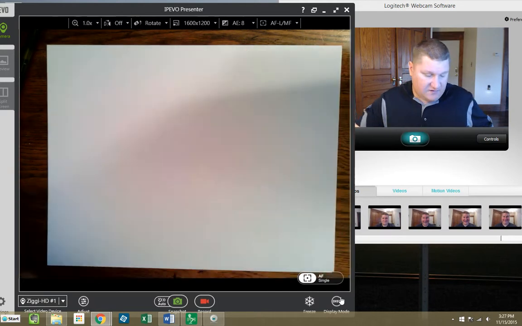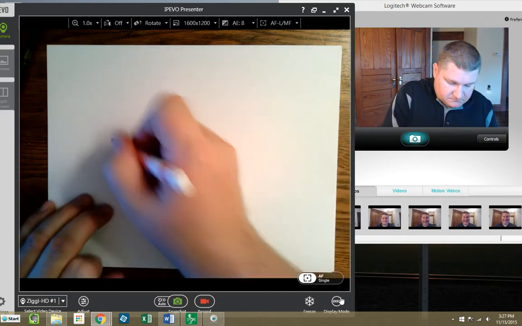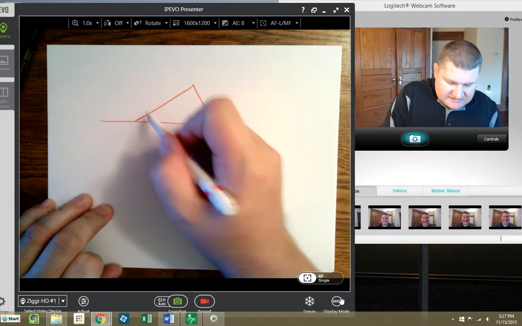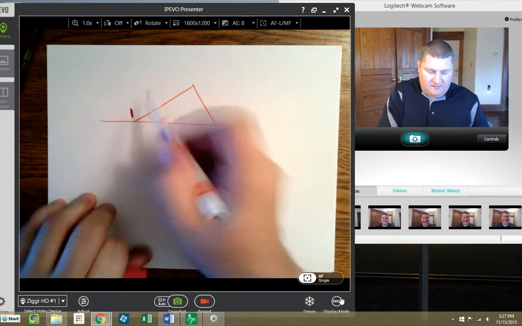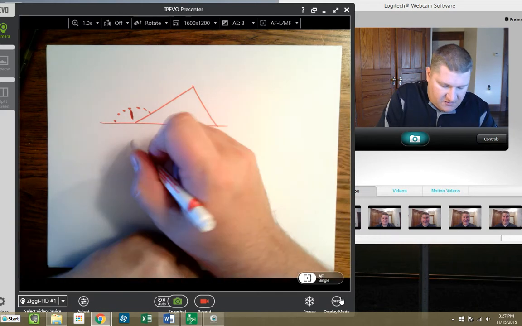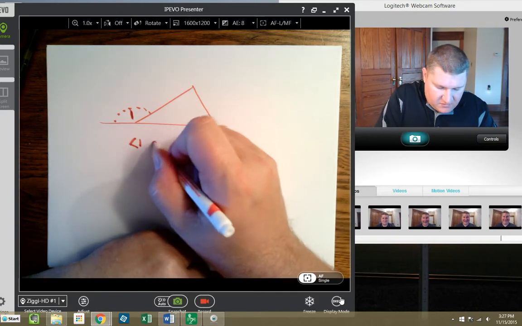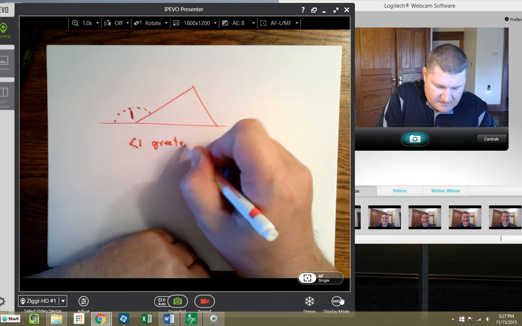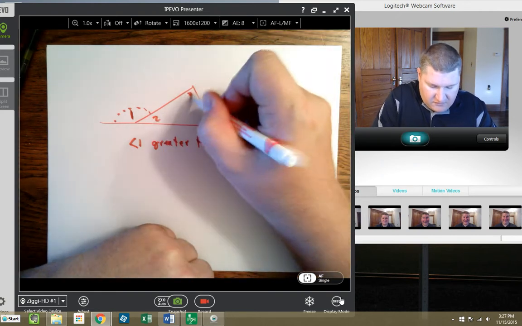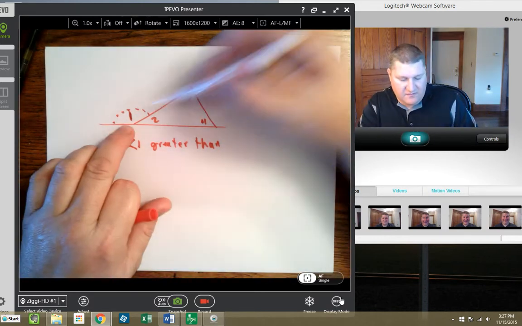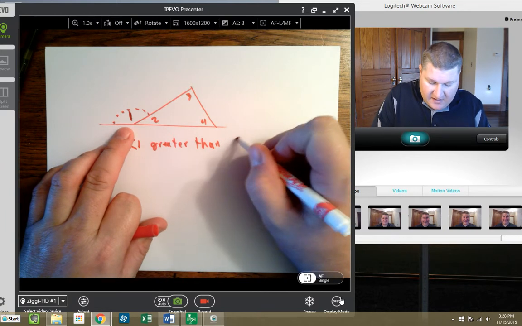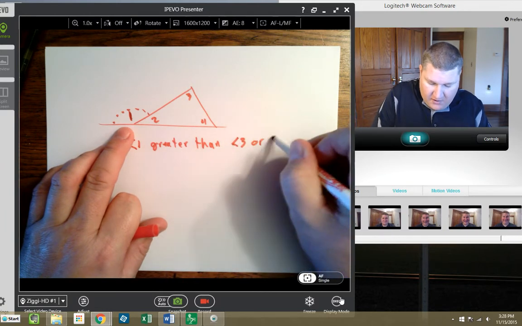Now, that's not the only thing we can do. In any given triangle, any exterior angle, so this angle out here on the outside, is going to be greater. So angle 1 is greater than, and we'll call these 2, 3, and 4, either of the two remote interior angles, greater than angle 3 or angle 4.